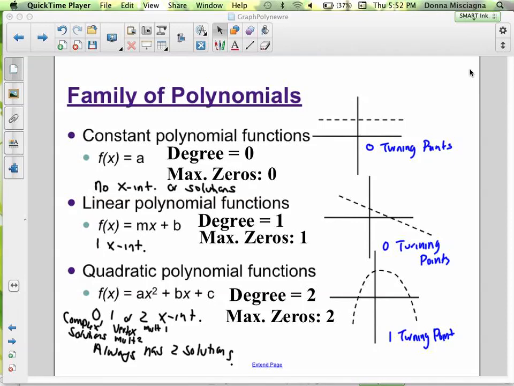Welcome. In this podcast, we're just going to review our polynomials and some of the key concepts that we've learned in this series of lessons.